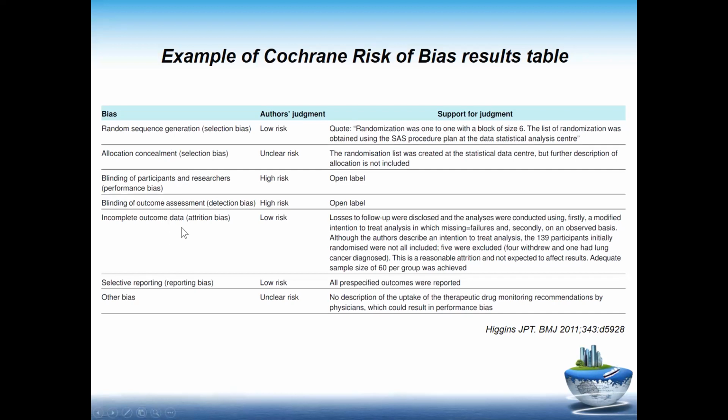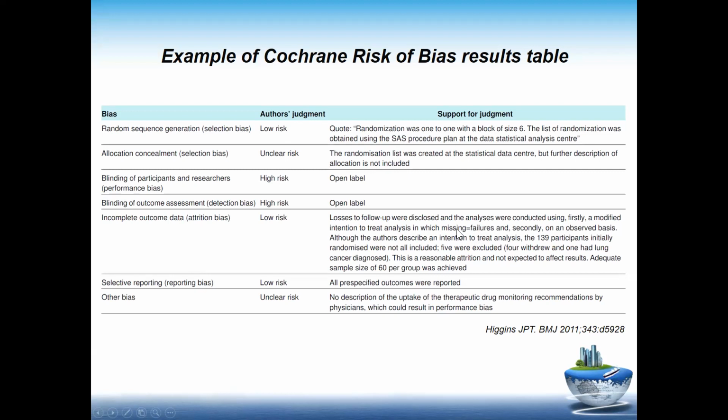The fifth domain is called incomplete outcome data. It's also related to attrition bias, and this bias mainly arises from lost follow-up. So some people are lost to follow-up. That means the outcome data you have is incomplete because you don't know what happened to those lost people, right? So if a large proportion of people are lost to follow-up, then this issue, attrition bias, will be significant.